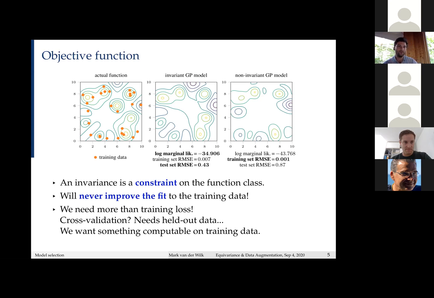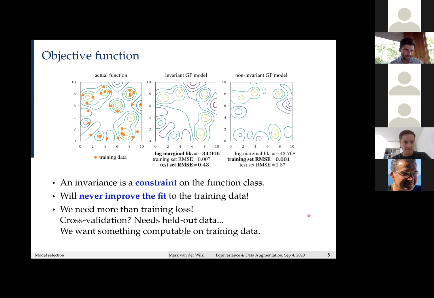Essentially the main reason why this objective function is insufficient is because any invariance that we require our function to satisfy is actually a constraint on the function class. So by constraining the set of functions that we can choose our function from, we can never actually improve the fit on our training data.